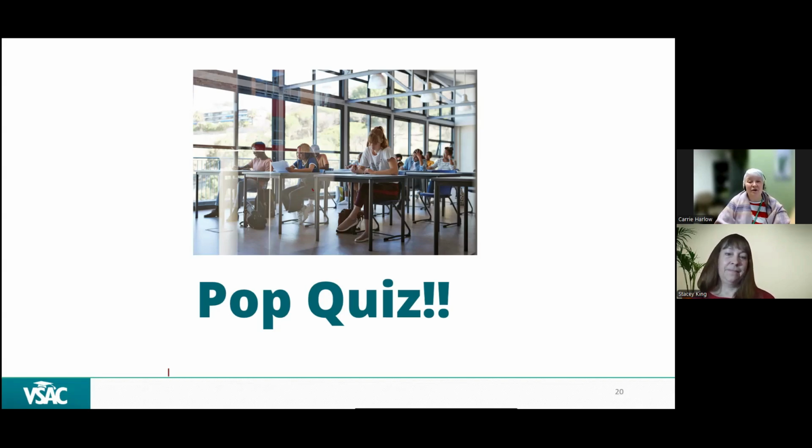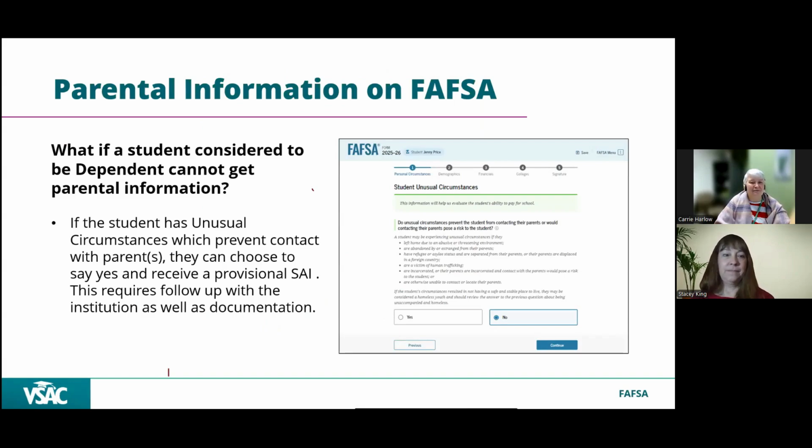Great. And so, of course, we're going to now move to parental information on the FAFSA. There's a question that showed up last year on the FAFSA that will continue this year. It said if the student had unusual circumstances which prevented contact with the parents.